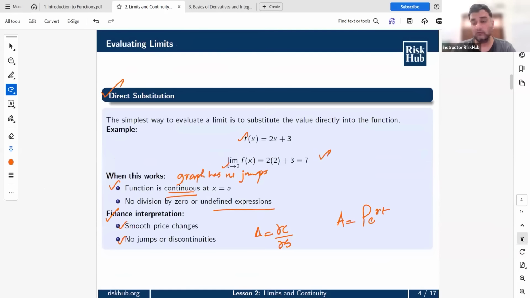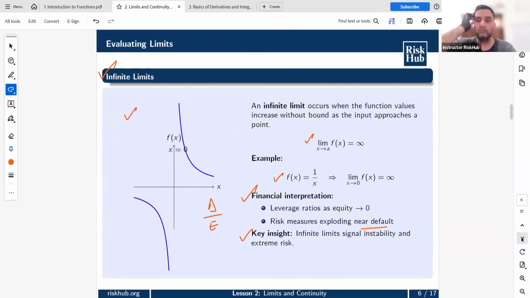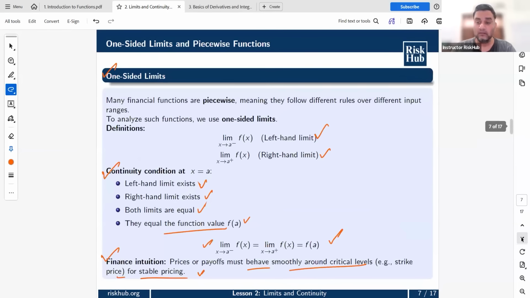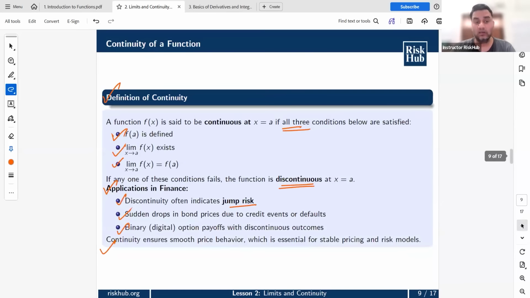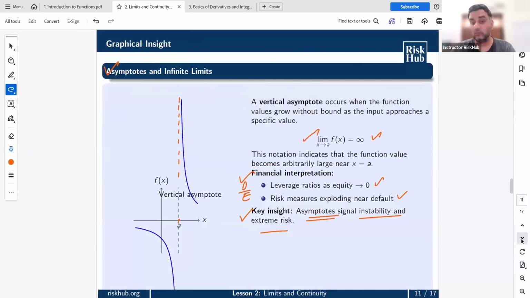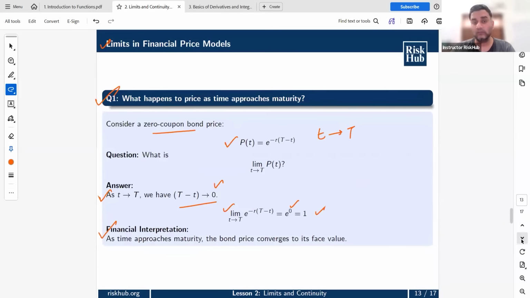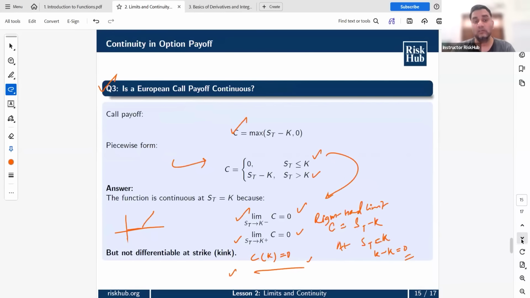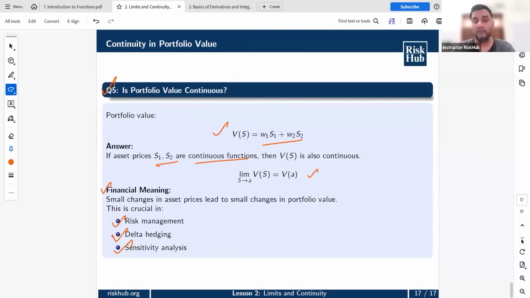Concept of limit, direct substitution, indeterminate form, then what do we do? Algebraic manipulation. Then infinite limits. One-sided limits and why they're important, call option payoff. Definition of continuity, the 3 conditions for continuity. Then jumps and sharp corners, what do they mean. Asymptotes and infinite limits, the financial meaning of asymptotes. Then questions: what happens to price as time approaches maturity, what happens to return for small price changes, the European call payoff in continuous form, what happens if compounding frequency increases, and finally, is the portfolio value continuous or not.